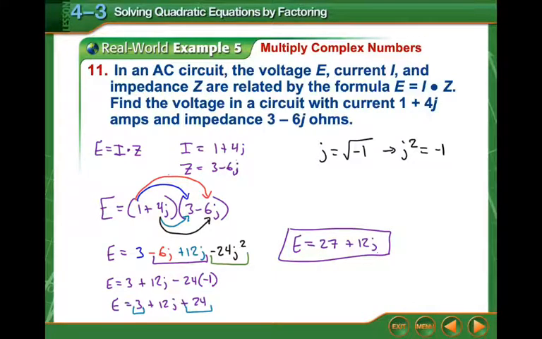So it's very similar to multiplying binomials. The difference is that whenever you square your variable, in quotations there, the I or the J in this case, then you do have to change it to a negative 1.